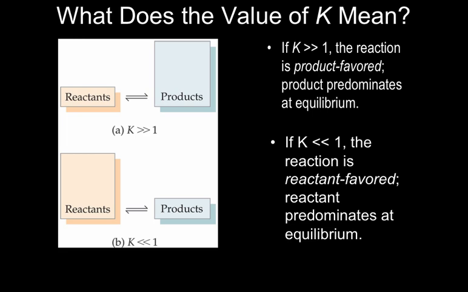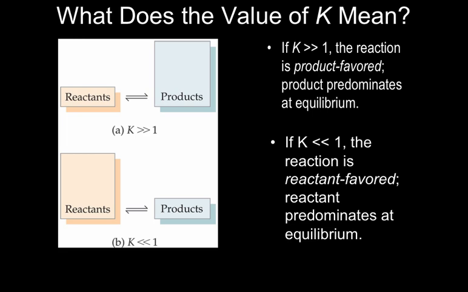If K is a lot smaller than 1, then the reaction is reactant favored. It lies to the left. There's more reactants at equilibrium. And this would be useful because if you're running a reaction and you're trying to make products and you look at the K value and it's not a lot larger than 1, then you know you need to do something so that you can then shift that equilibrium so it does shift to the right.